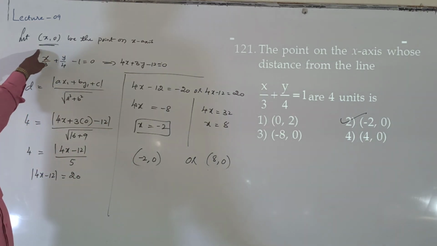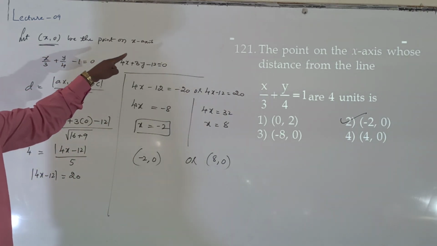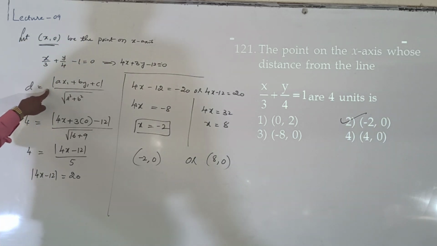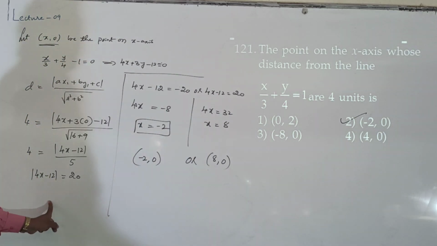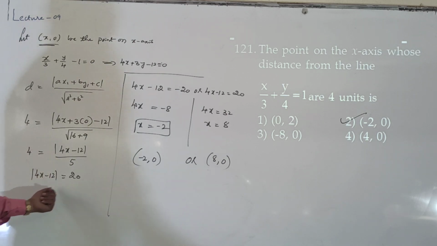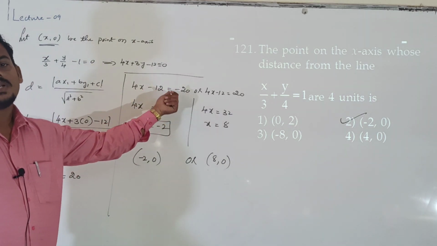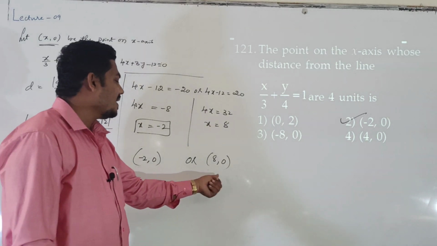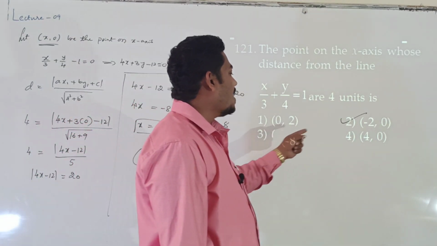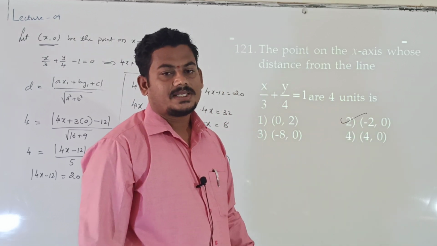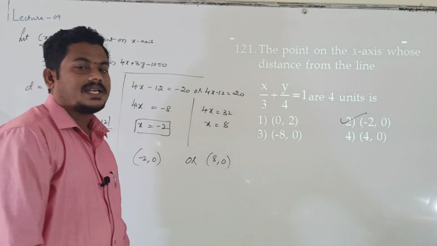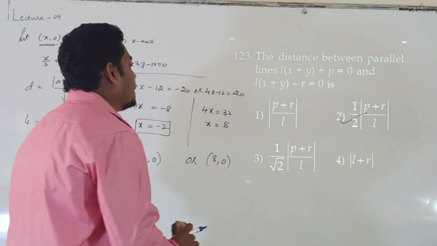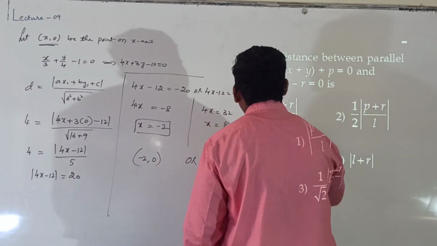There are 2 points on the x-axis which are at a distance of 4 units from this line. Let x comma 0 be the point on the x-axis, and the distance between this point and this line is given, that is 4 units. Just simplify; because of the modulus sign, consider both the values, plus as well as minus. On simplification you get minus 2 comma 0 and 8 comma 0, but in the given options minus 2 comma 0 is given. Minus 2 comma 0 is the correct answer. Next, 123.